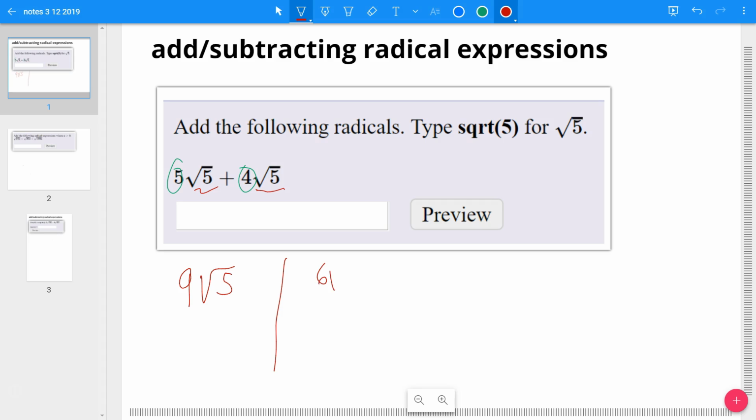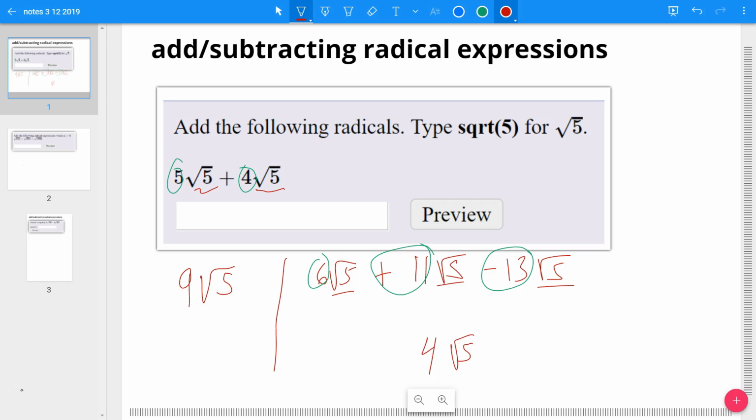For example, imagine you have 6 root 5 plus, say, 11 root 5 minus 13 root 5. Because the root is the same for all the terms, you put it down one time, and then you just operate on the coefficients. So remember that that's the 6, the positive 11 and negative 13; you have to combine those. 6 and 11 is 17. 17 minus 13 gives 4. So the answer is 4 root 5.